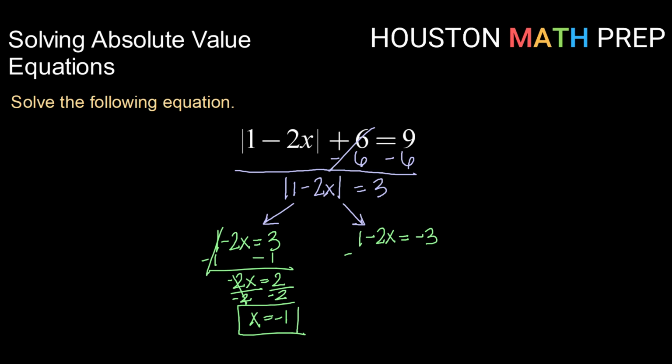On to my second one, subtract 1 from both sides. Negative 2x equals negative 3 minus 1, or negative 4. Dividing both sides by negative 2, my second solution is x equals positive 2.